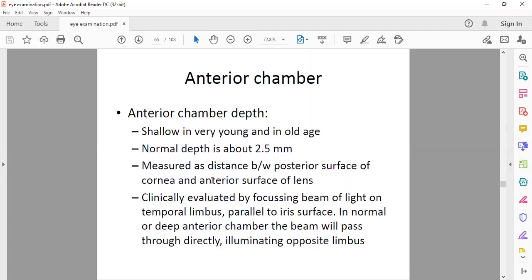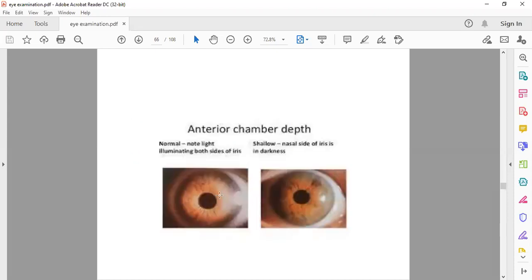So how do we check the anterior chamber depth? What we have to do is focus a beam of light on the temporal limbus. टेम्पोरल लिम्बस, मतलब कहाँ, यहाँ डालने का लाइट, यहाँ या यहाँ कहीं भी डाल सकते. This is nasal limbus, this is temporal. So you put the light here at the temporal limbus. Are you able to notice the cross which I am putting with my laptop? So this is the temporal limbus.